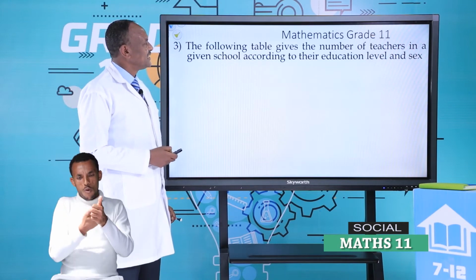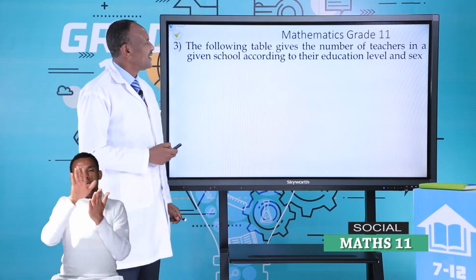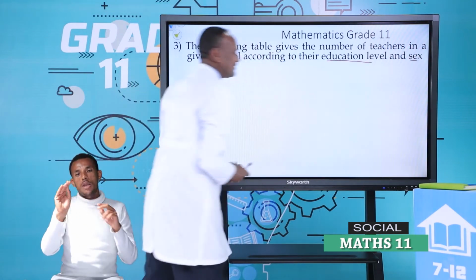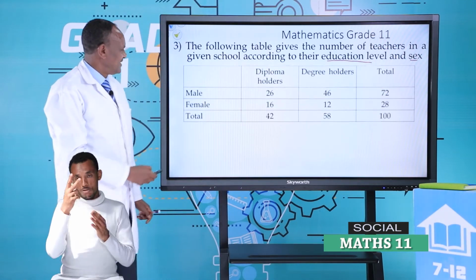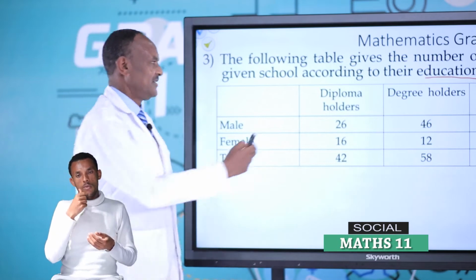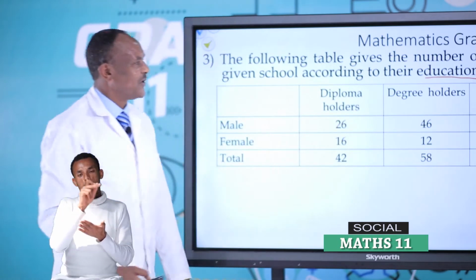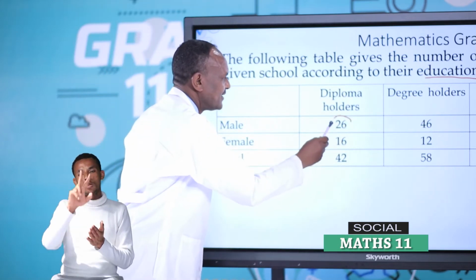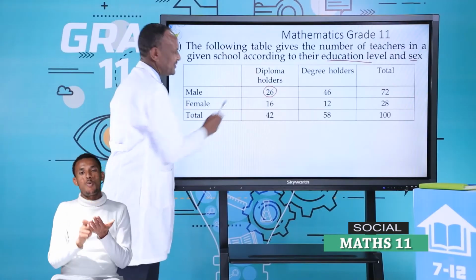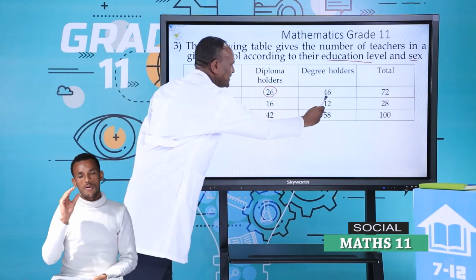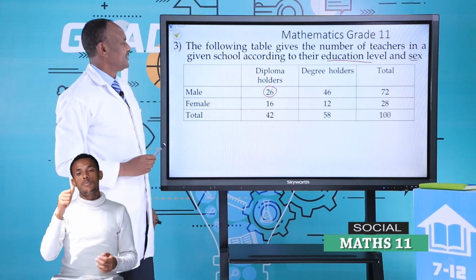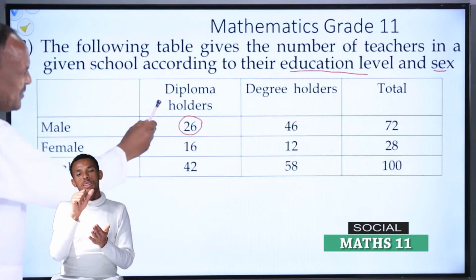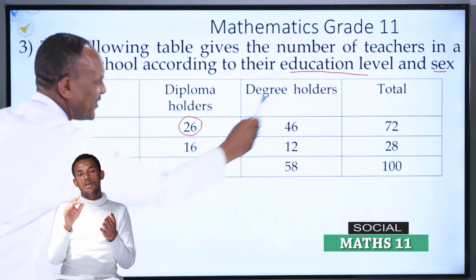The following table gives the number of teachers in a given school according to their qualification level and their sex. So let's see the table. We are given here male and female, and their qualification, diploma holders and degree holders. In that school, there are 26 male diploma holders and 46 male degree holder teachers. In the same school, there are 16 female teachers with diploma and 12 female teachers with degree.